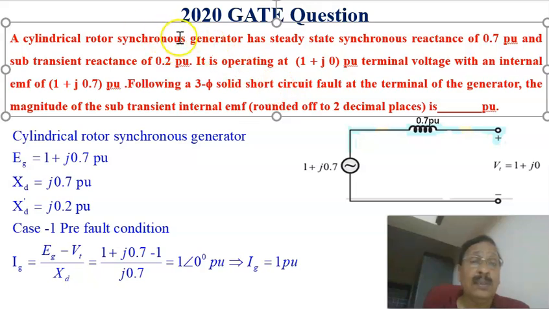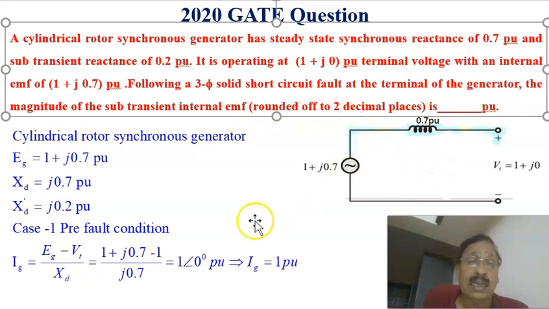Let us see another problem, a 2020 GATE question. A cylindrical rotor synchronous generator has a steady state synchronous reactance of 0.7 per unit and a subtransient reactance of 0.2 per unit. It is operating at 1 + j0 per unit terminal voltage with an internal EMF of 1 + j0.7 per unit. Following a 3-phase solid short circuit fault at the terminals of the generator, what is the magnitude of the subtransient internal EMF, rounded off to 2 decimal places, in per unit?